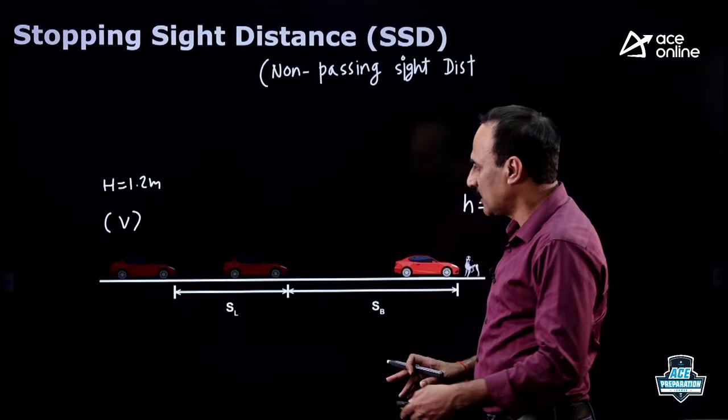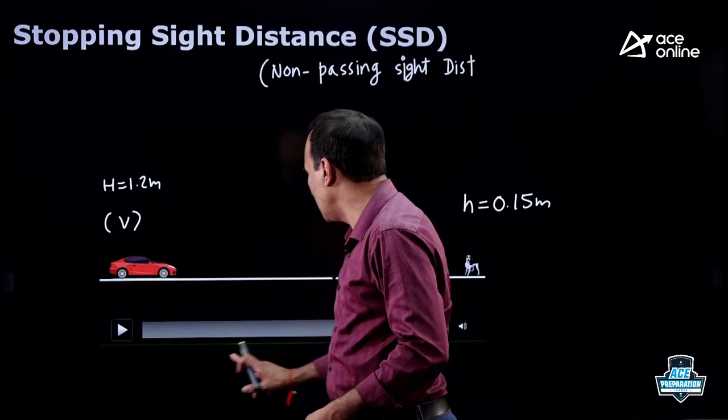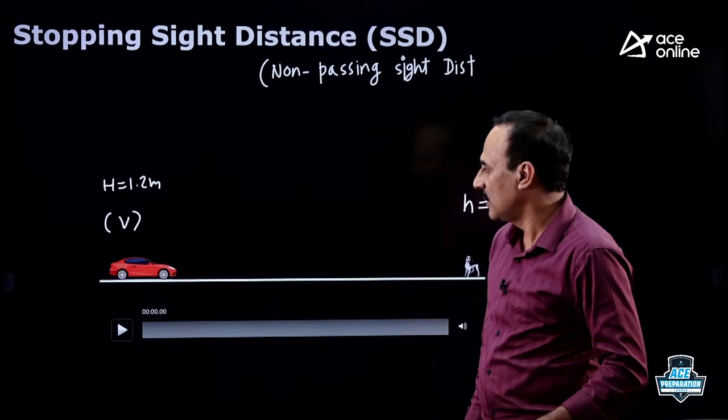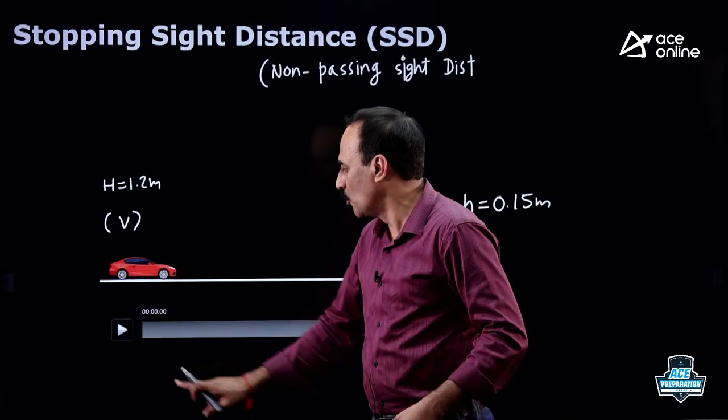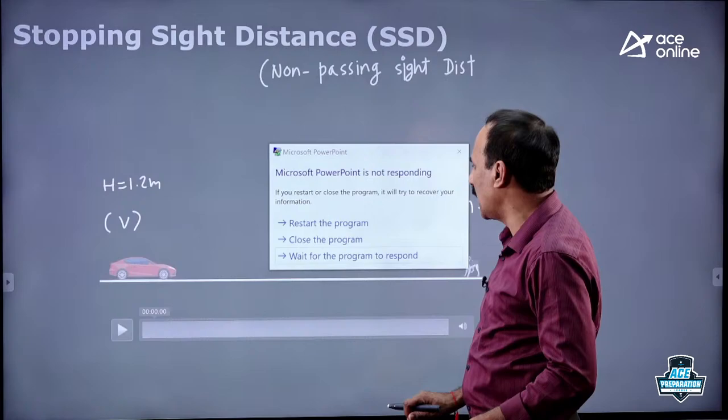Just look at this video again. First, what is the driver doing? The driver has to realize that I should apply the brake. That distance moved by this vehicle during the realization period or realization time is called the reaction time.